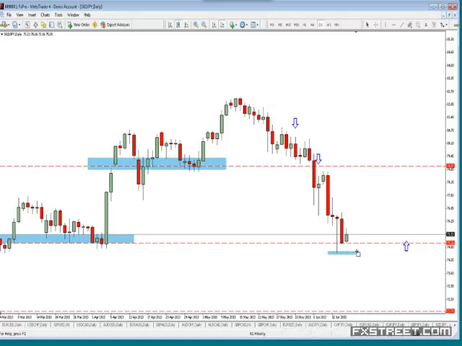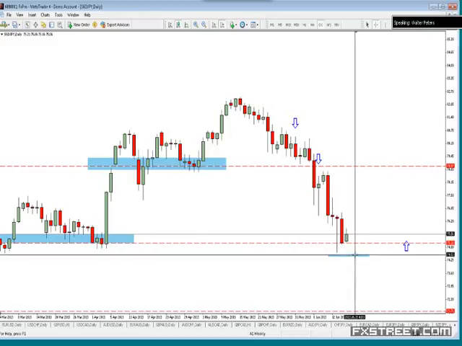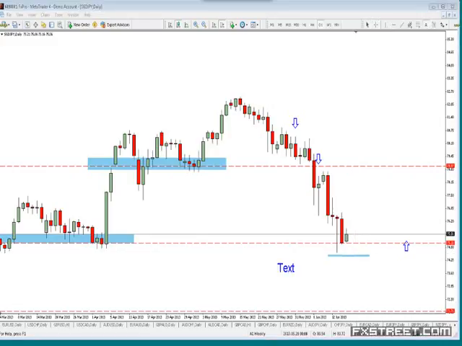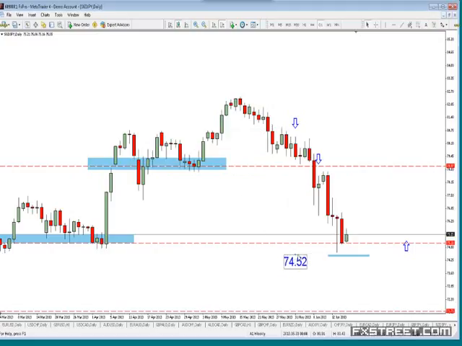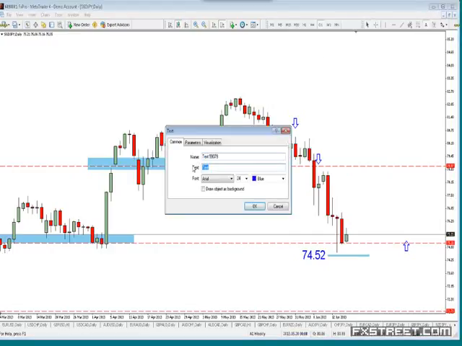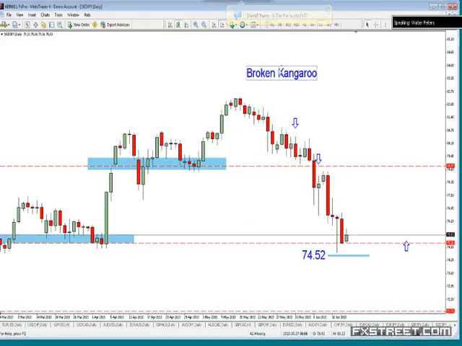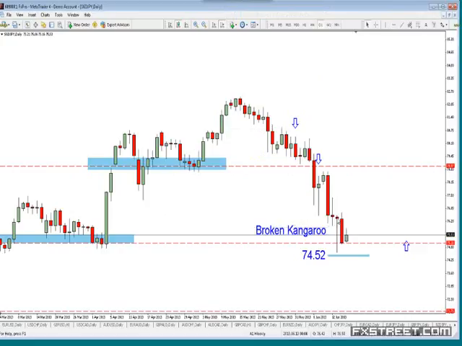I'm going to put my sell order right below the low here, which is roughly 74.52. I always draw them in blue for my entry order. My stop loss goes all the way up here above. Now what I'm basically doing here is using this formation, which is what's known as a broken kangaroo. This is a broken kangaroo tail right here, this candle. This is a busted kangaroo.